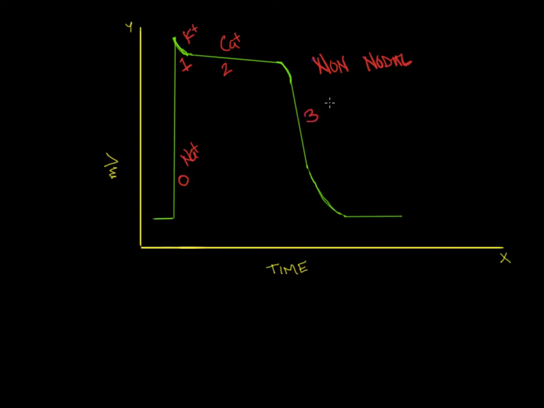In phase 3, our calcium channels will close, but our potassium channels will remain open, which will bring us back down here towards baseline to phase 4, where our sodium potassium pump will restore things back to normal.